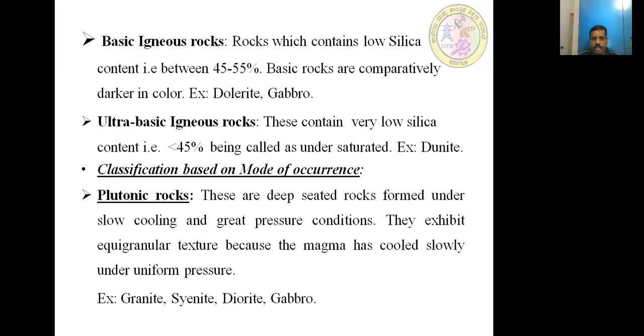So next classification is classification based on the mode of occurrence. Based on mode of occurrence, igneous rocks are classified into plutonic rocks, hypabyssal rocks, and also volcanic rocks. Coming to plutonic igneous rocks, these are deep-seated rocks formed under slow cooling and great pressure conditions. They exhibit equigranular texture because the magma has cooled slowly under uniform pressure.